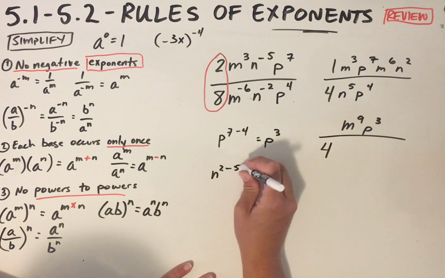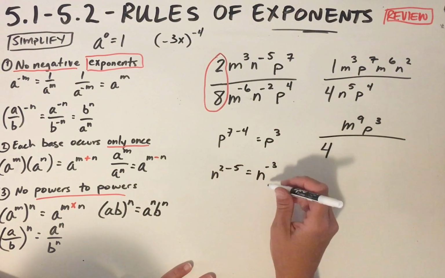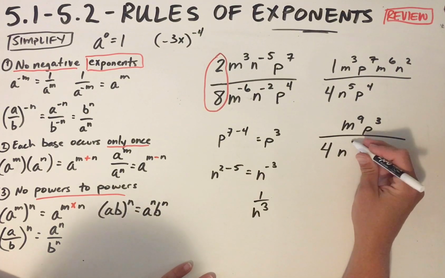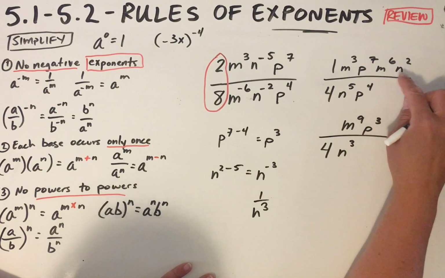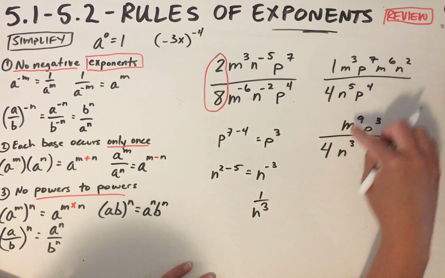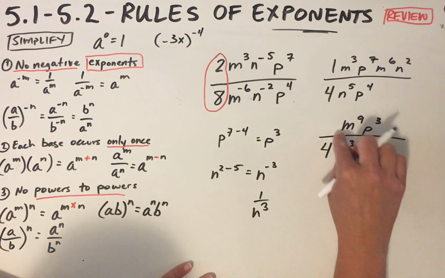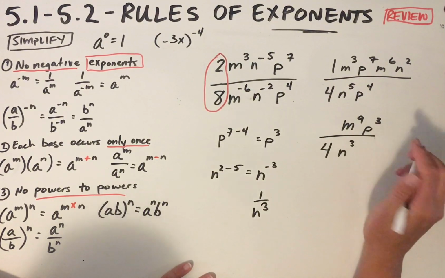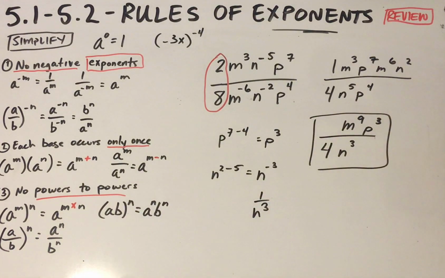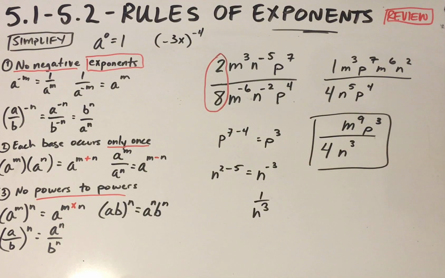and 5 downstairs, which will give me n to the -3. But to make it positive, I would have to put it downstairs. So the n cubed is going to go downstairs. If you look at this, you can see that there are 2 n's upstairs and 5 downstairs, which means there are 3 more downstairs. Now I see each base only one time. I've gotten rid of all the negative exponents, and this is the simplified version of what we started with here.